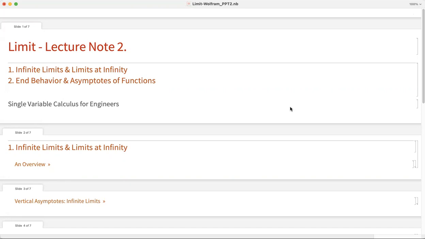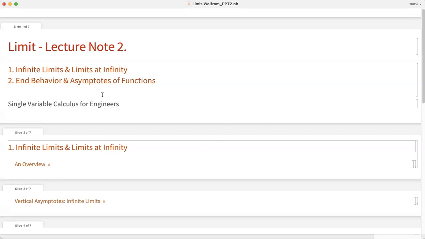The other reason to learn the limit is that using the limit we can figure out the end behavior and asymptotes of functions. So I'm going to go over just the second part, the end behavior and the asymptotes of functions.